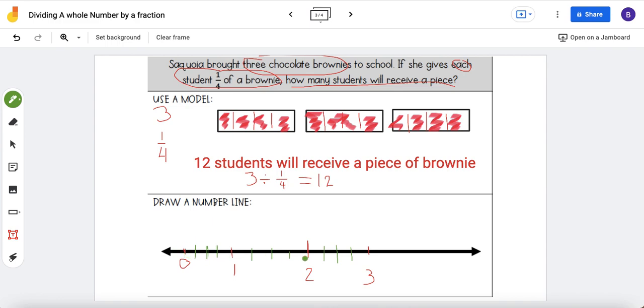And so now when we count how many pieces we broke it into, we broke it into 1, 2, 3, 4. So just like in our brownie pan, just like in our model above, we have one piece that's broken into 4, 5, 6, 7, 8, 9, 10, 11, 12.